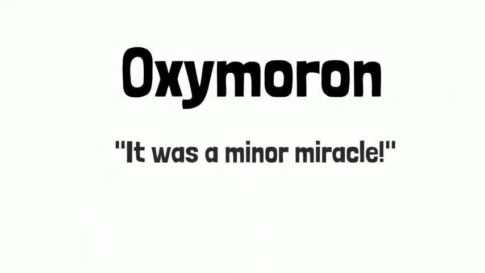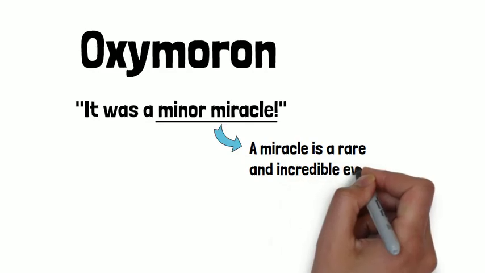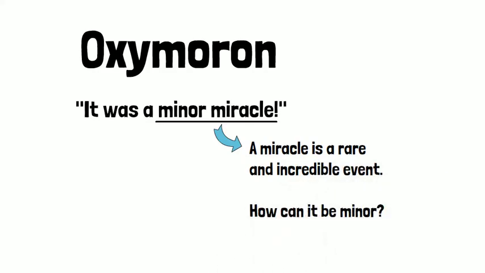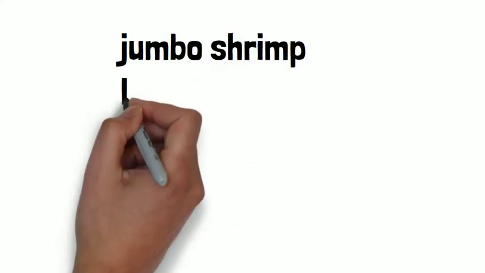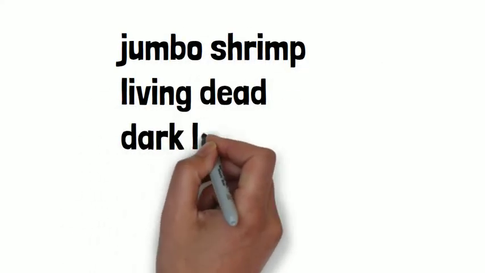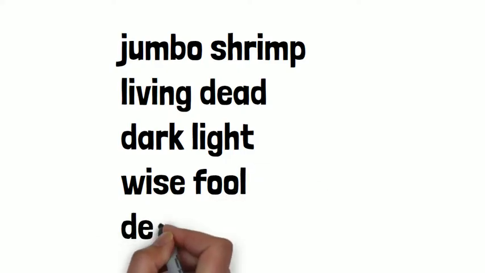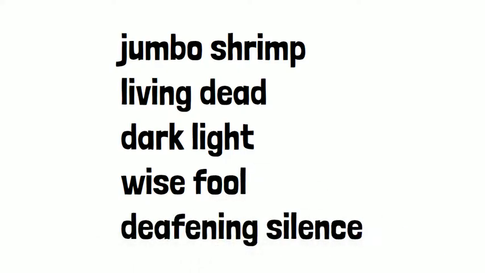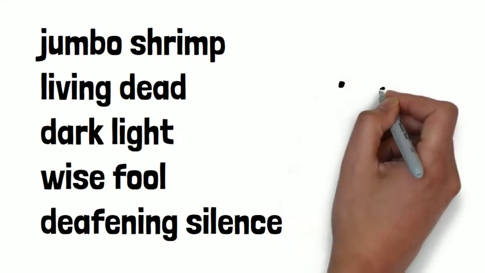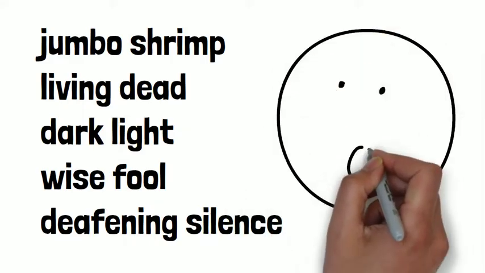An oxymoron is a figure of speech that combines two contradictory terms or ideas to create a new phrase that appears to be self-contradictory or illogical, but which may actually have a deeper meaning. Examples of oxymorons include jumbo shrimp, living dead, dark light, wise fool, and deafening silence. These phrases combine words that seem to be opposite in meaning to create a unique and often surprising effect.